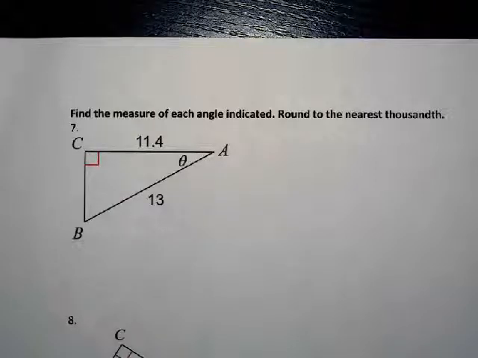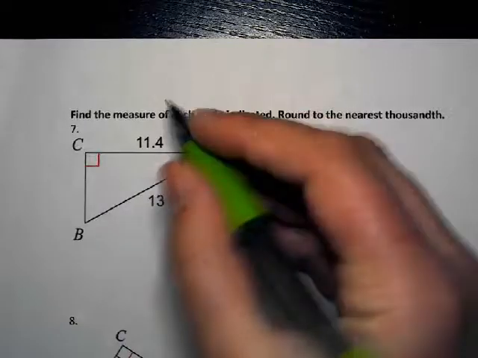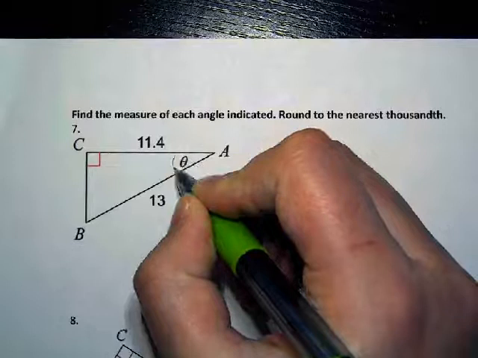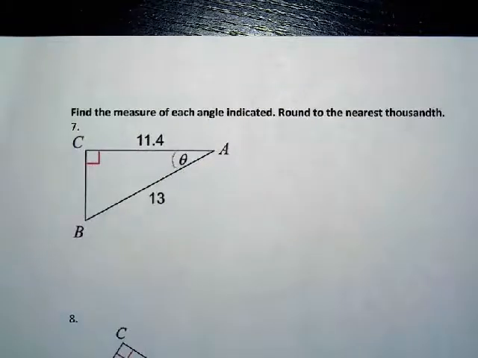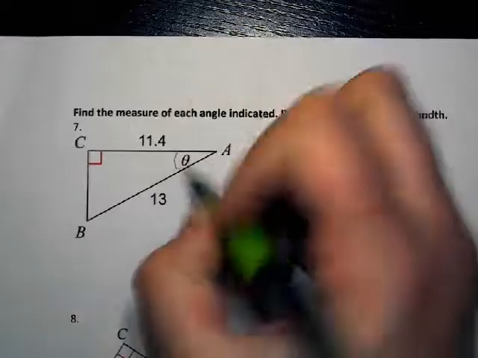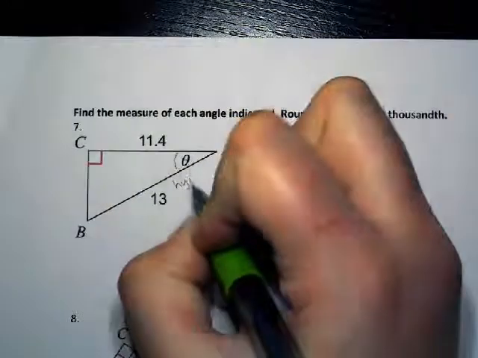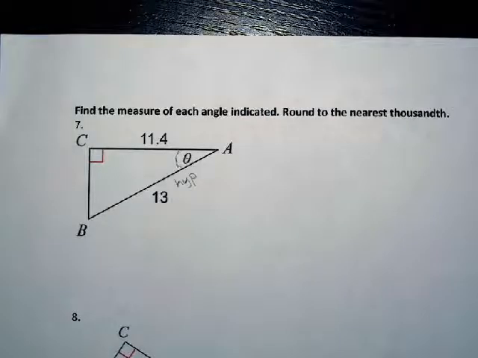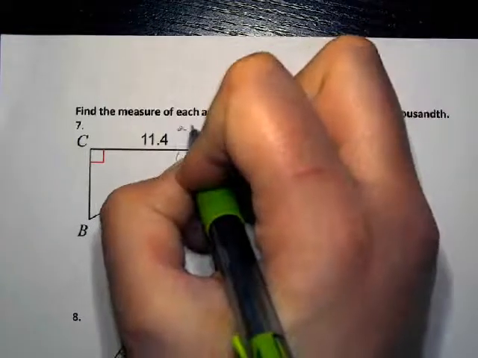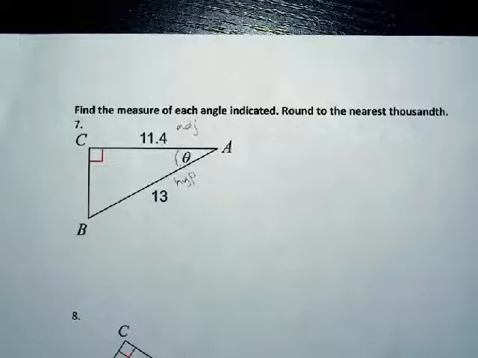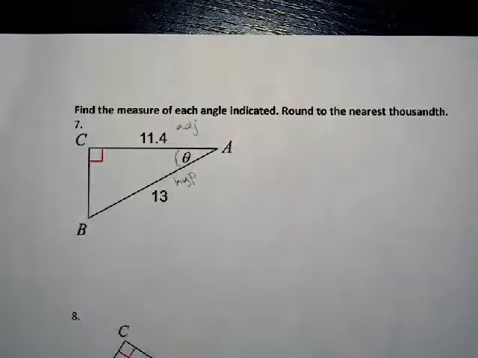You're good. All right, so same as yesterday, we're going to look at the sides that are given, and we're going to write down their names. So based on the theta, which is right here, this is the angle we're talking about, what is the name of the 13 side? Hypotenuse, okay. And then what is the name of the 11.4? Adjacent.